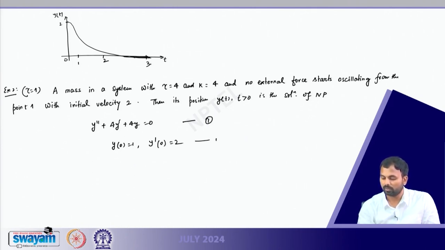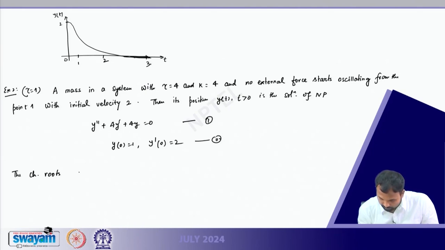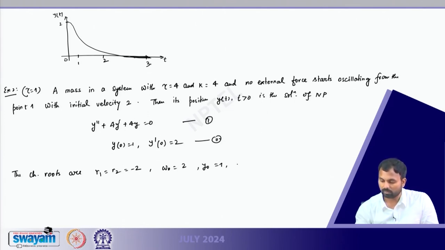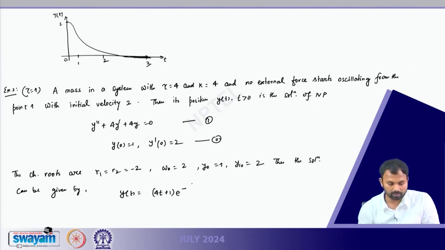This is equation number 1, equation number 2. So, from here the characteristic roots, the CH roots, are R1 equals R2 equals minus 2, and omega 0 equals 2, y 0 equals 1, and y' 0 is also equal to 2. Then since we have equal characteristic roots, the solution can be given by y(t) equals (4t plus 1) e to the power minus 2t, and this is the case of critical damping.